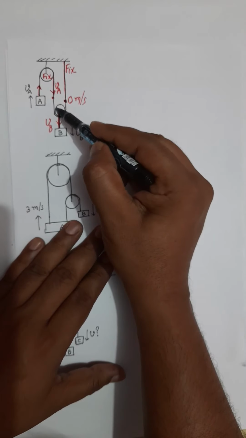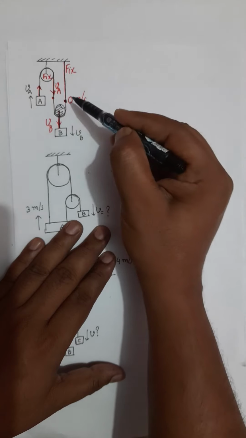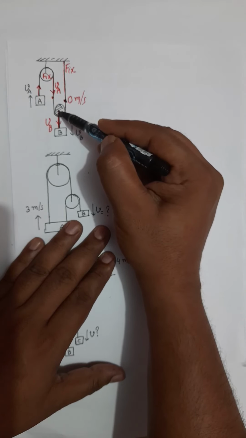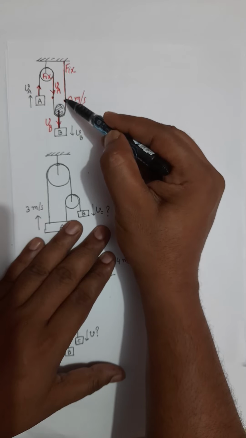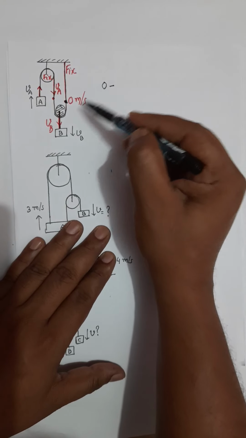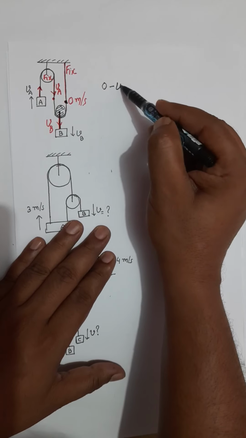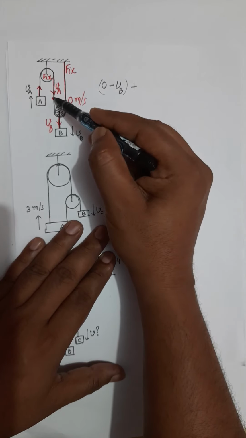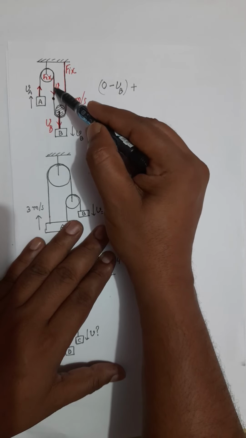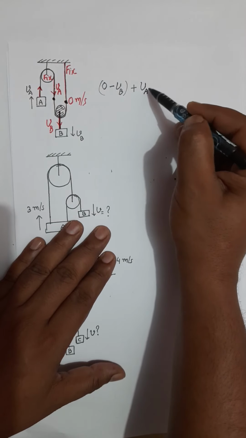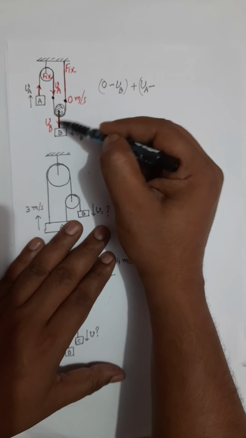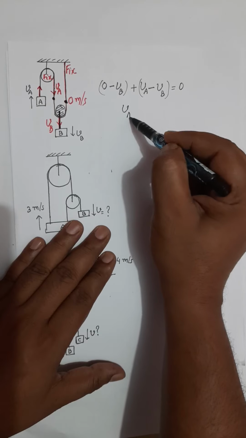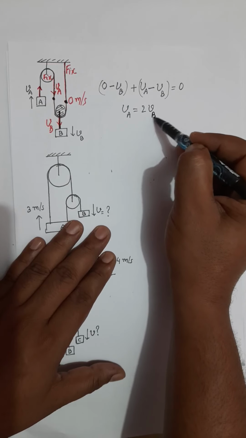Now I will apply the previous concept for this pulley. I choose the relative velocity of this point in the frame of pulley. So the relative velocity of this point will be 0 minus the velocity of pulley, which is VB, plus, now I will consider relative velocity of this point which is moving downward with VA velocity, minus our pulley velocity which is VB, and now you get VA equals twice VB. That's the constraint equation.